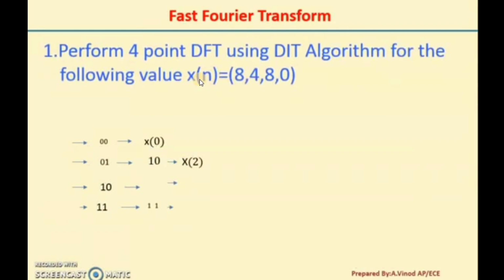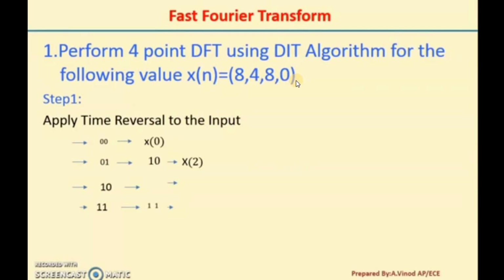So here the 0 value is nothing but 8, the 1 value is 4, the 2 value is 8, and the 3 value is 0. How to represent 0 in 2 bits? It is 00. 1 is 01, 2 is 10, and 3 is 11. So the first step is you have to bit reverse this. If I change the position, you will get again 00. For this one, you will get 10. For this one, I will get 01, and for this one, you will get 11.